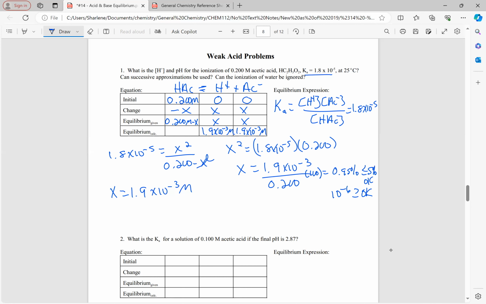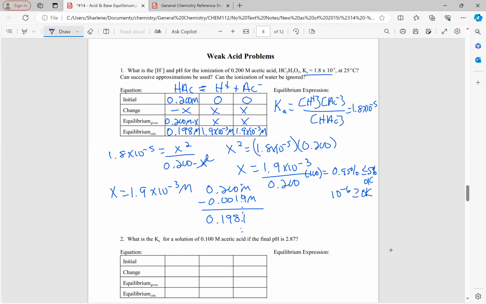You know what? I better write it down, though. And I get to keep that many. Okay. There's my three equilibrium concentrations, and now I want to know what the proton concentration is and the pH.